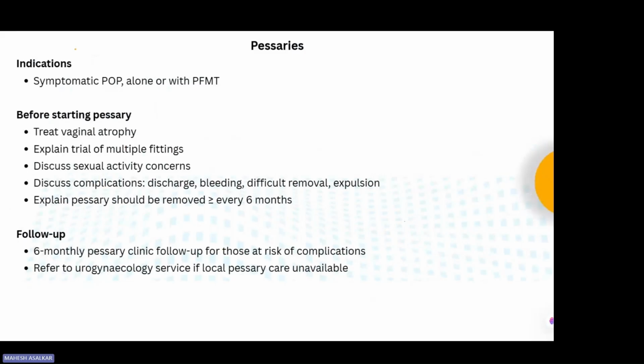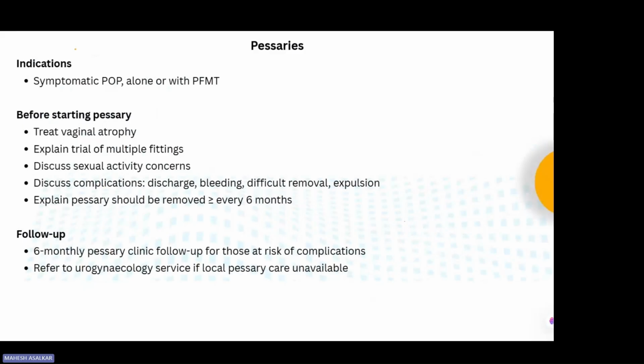Then coming to the role of pessaries. For symptomatic pelvic organ prolapse, either alone or along with the PFMT, you can use it. Then before starting the pessary, we need to discuss. Look for vaginal atrophy and treat, because otherwise it may lead to complications. So if there is a vaginal atrophy, you will first treat the vaginal atrophy. Explain that a trial of multiple fittings is required.